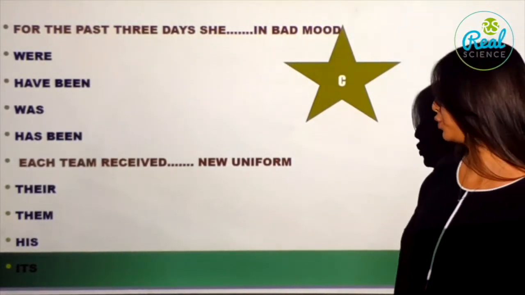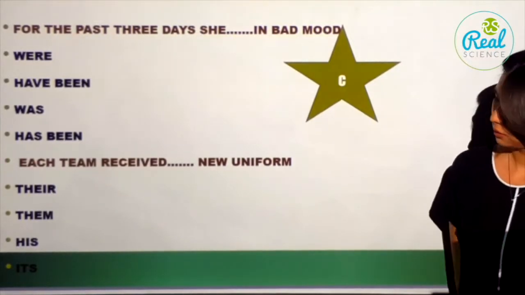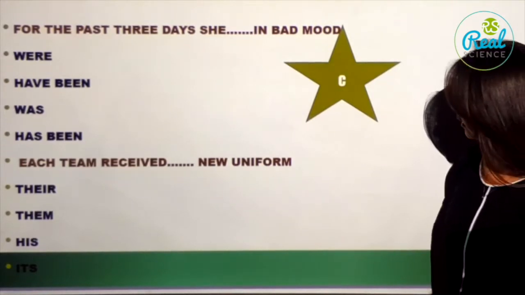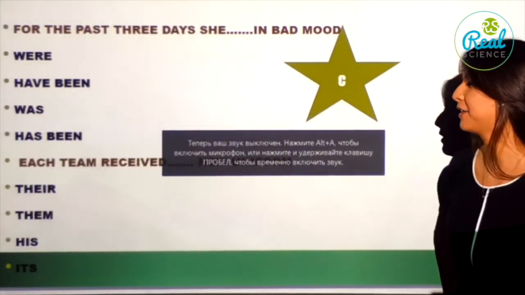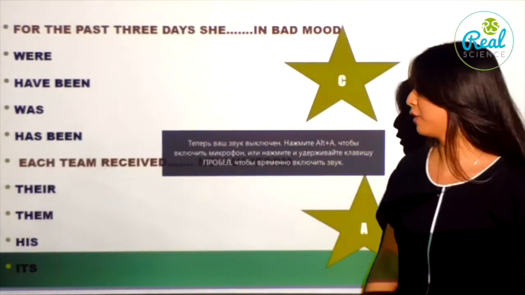Each team received new uniform. They, them, it can be their or its. A or D. A1, their or its. Okay, let's see the answer. It's A. Yes, correct. So A1 is correct.